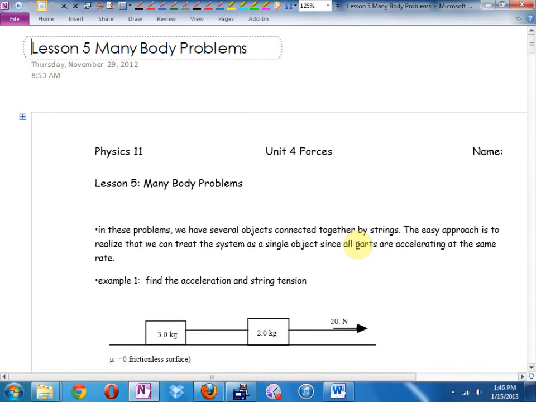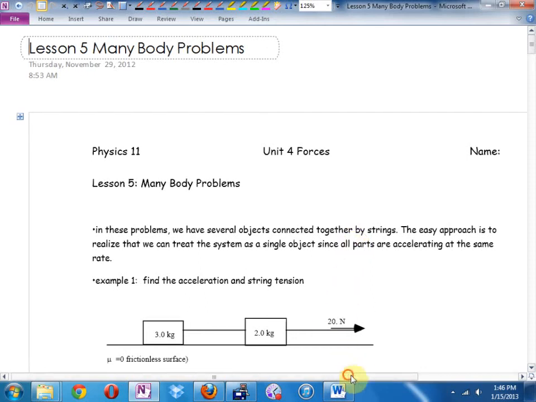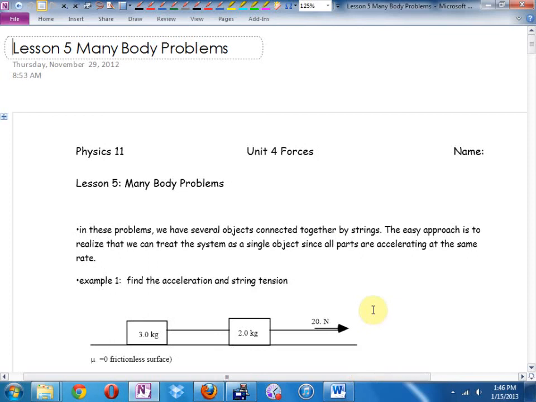Lesson 5, what we call many body problems. What we mean by that is, what if you've got more than one mass? Specifically, to keep it fairly straightforward at this stage, what if you have more than one mass but they're attached with a rope or a string?